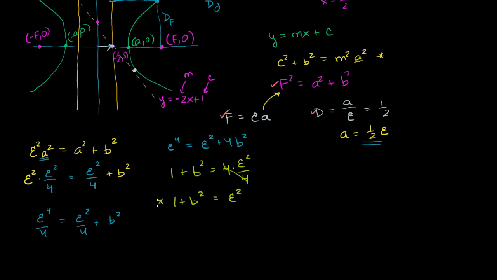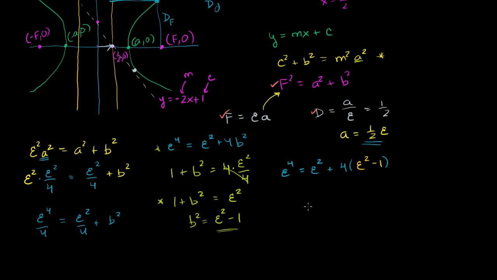We really only have 2 equations now, and we have 2 unknowns. So in theory, we should be able to solve for the eccentricity now. Let's just solve for b squared. So we get b squared is equal to the eccentricity squared minus 1. And then we can substitute this back in for b squared and see if we can actually solve for the eccentricity. So then this expression up here is, we have the eccentricity to the fourth is equal to the eccentricity squared plus 4 times b squared, which is the eccentricity squared minus 1.